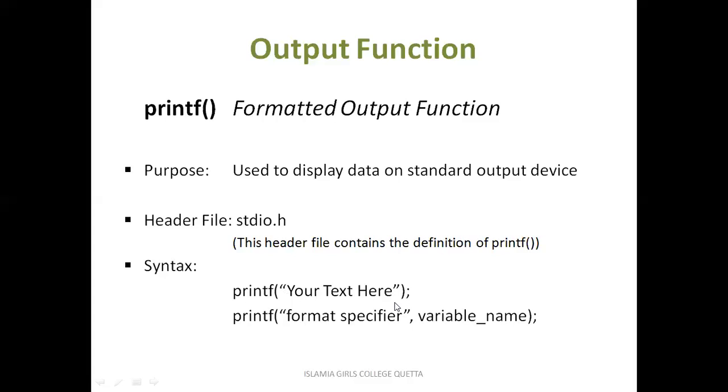Now if you want to print the value of any variable, then you will be using the format specifier. In these double quotations you will write the format specifier, and after the format specifier you have to write the comma and the variable name. This is the variable whose value you want to print in the output. Now the format specifier is our today's topic, which we will study in this lecture. This was the output function which is used for generating the output statements.